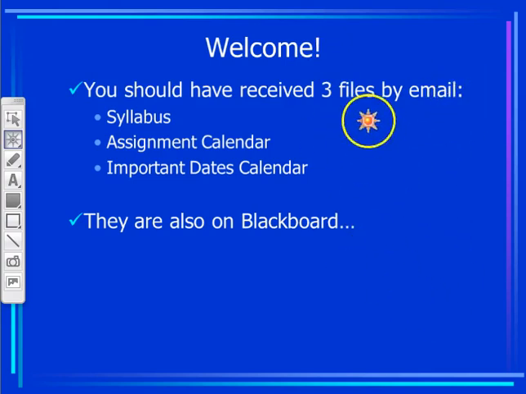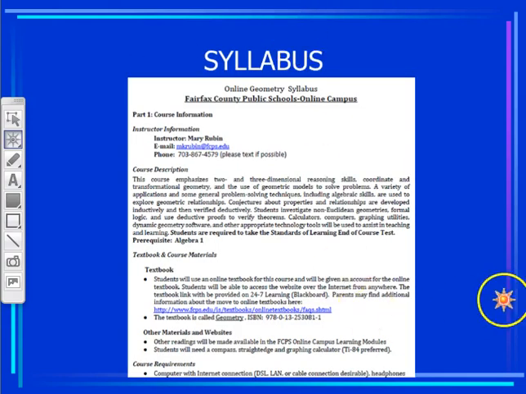So let's just talk about the files and some technology requirements, and we'll get into the course. Three things you should have are the syllabus, the assignment calendar, and the important dates calendar. They're also on Blackboard. I'll show you what they look like. So your syllabus looks like this. This is only the first part of the syllabus. It just gives you what the course is about, what units we're going to be doing, what textbook you're going to be using, and some do's and don'ts about the class and how it runs.